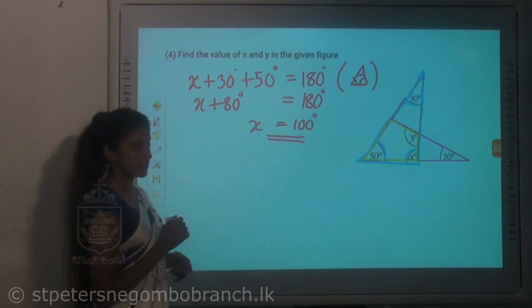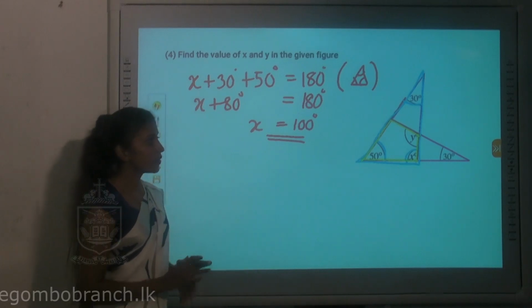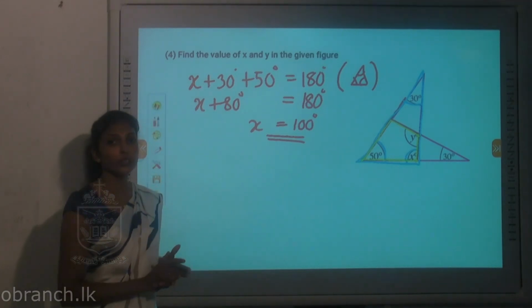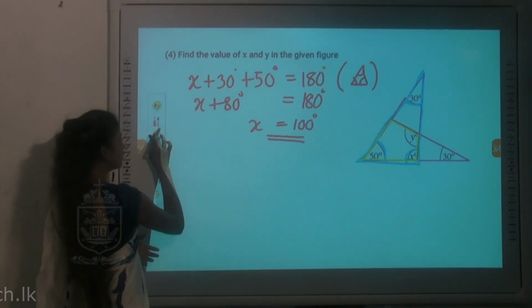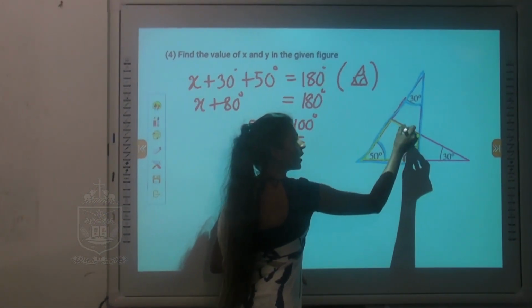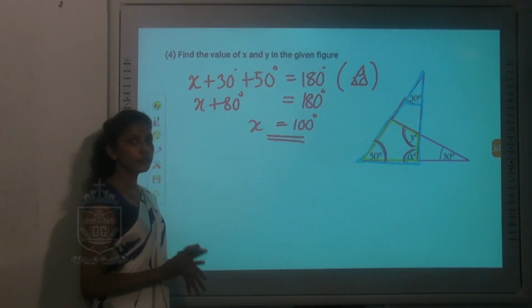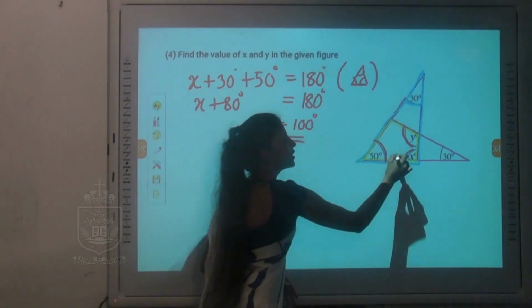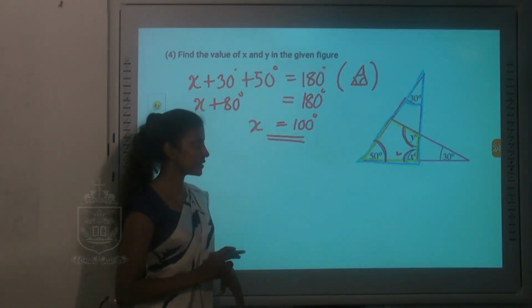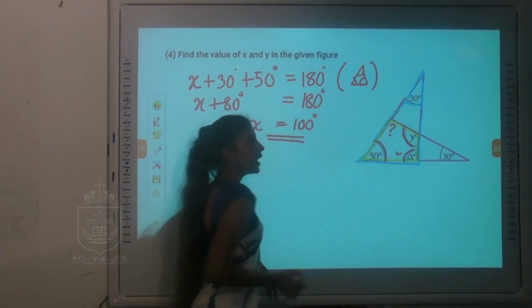Think of this quadrilateral. Now we need to find y. We have already found x. Now in this quadrilateral there are four interior angles. What are the four interior angles? You have x, you have y, you have 50. Now we have already found the value of x, so no need to worry about x. We already know that is 100 degrees. The problem is with y and this unknown angle.